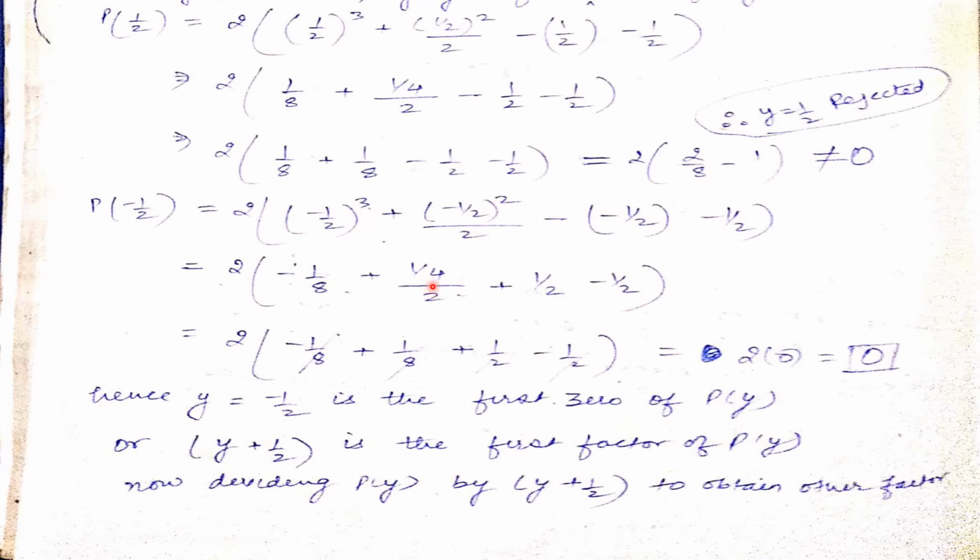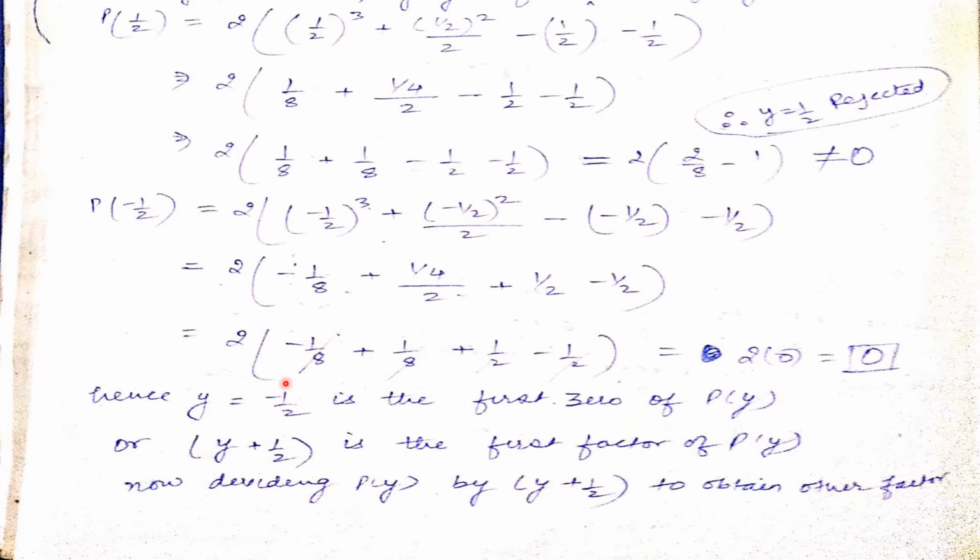Now in this case, we know this 4 and 2 multiply, it becomes 1 by 8. So this term and this term is same but different sign. So they will cancel each other. Similarly, 1 by 2 minus 1 by 2 will cancel each other, and we have got 2 bracket 0. So answer is 0. We can say y is equal to minus 1 by 2 is the first zero of p(y).